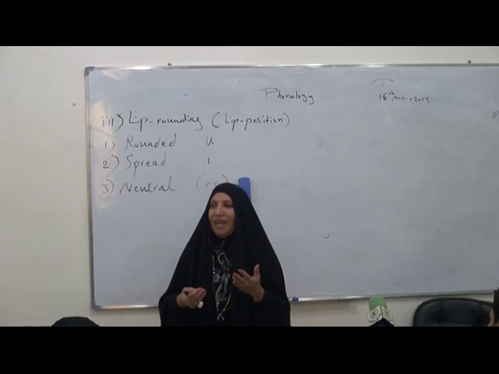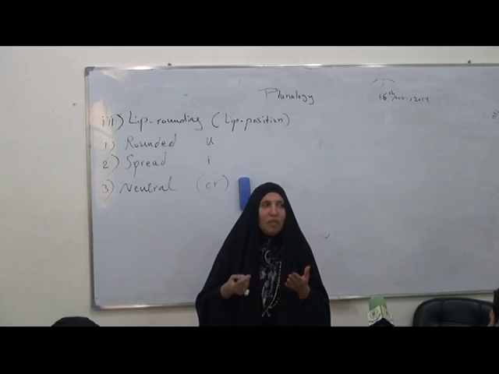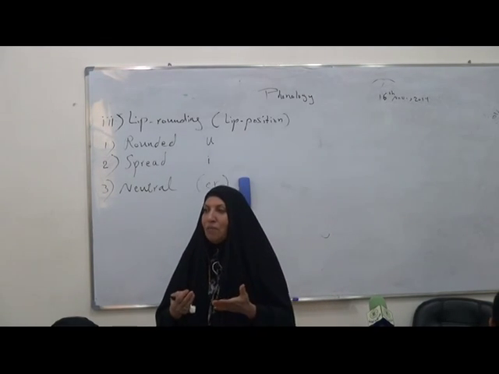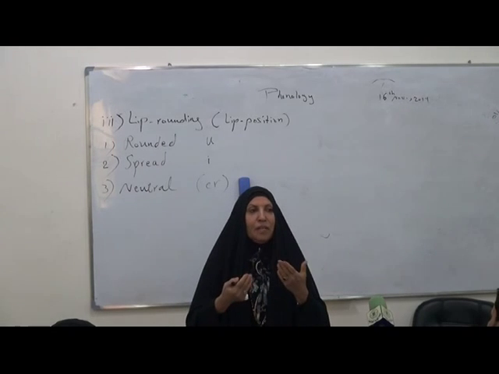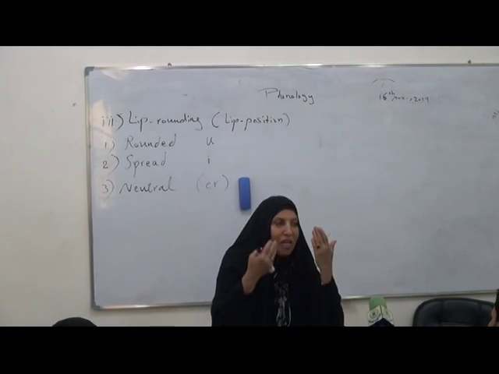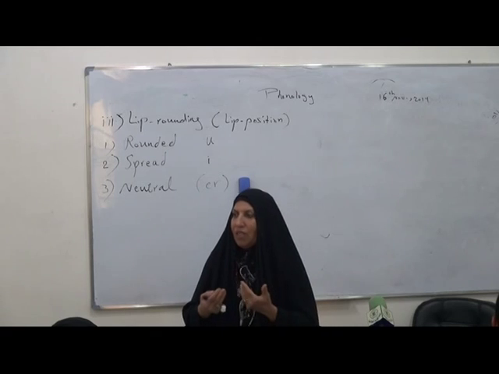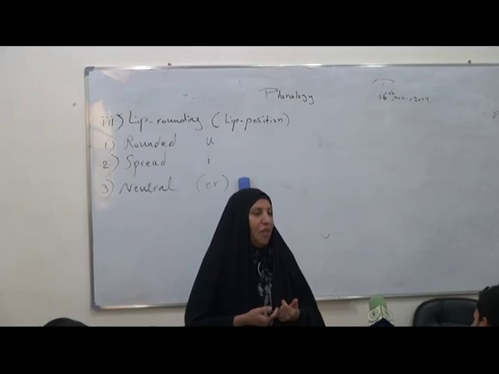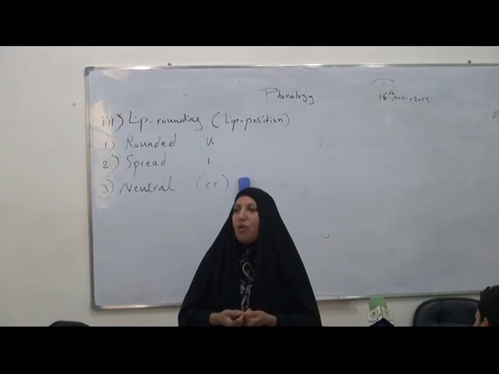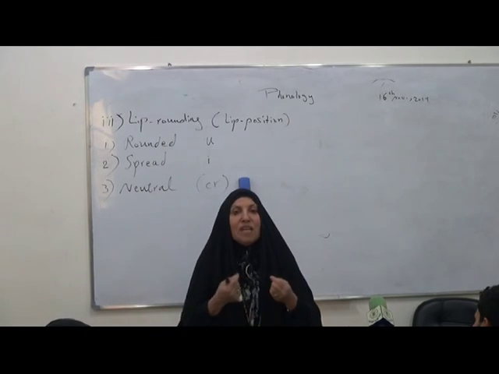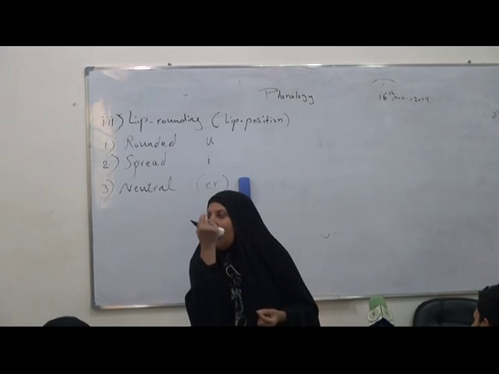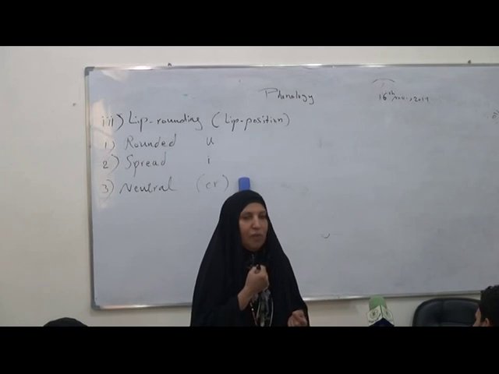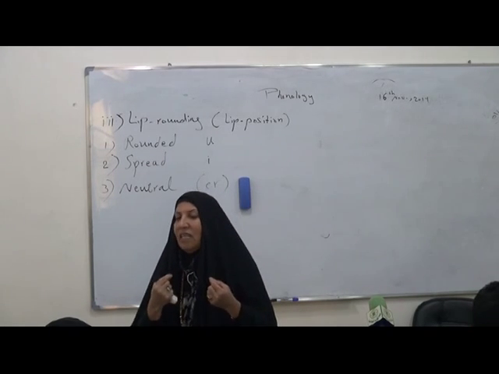But when we say E, what do we call it? Close. Why? Because the tongue comes into contact with, close to, the roof of the mouth, the palate. So it is in contact with the roof of the mouth. So we call it close. So tongue height means whether the tongue is close to the roof of the mouth or not close to the roof of the mouth. This is the tongue height.